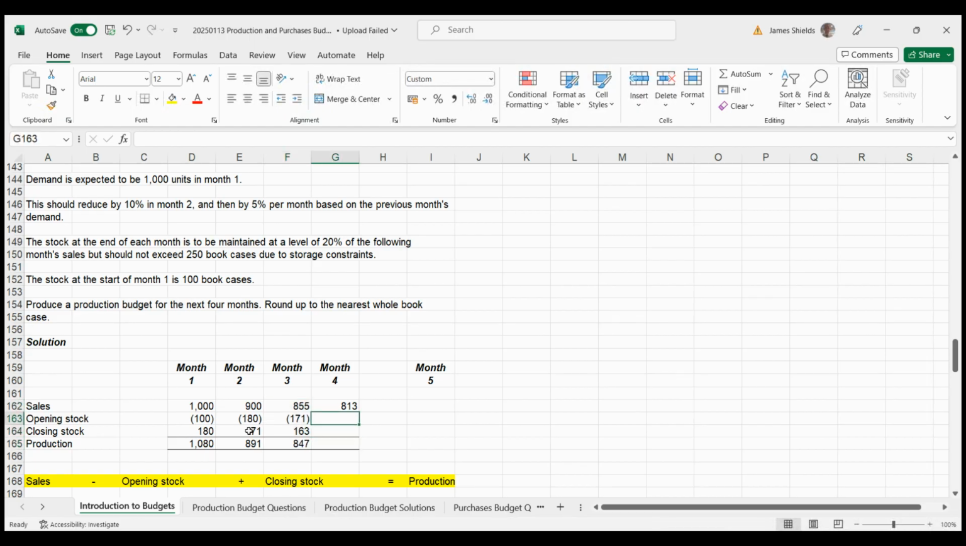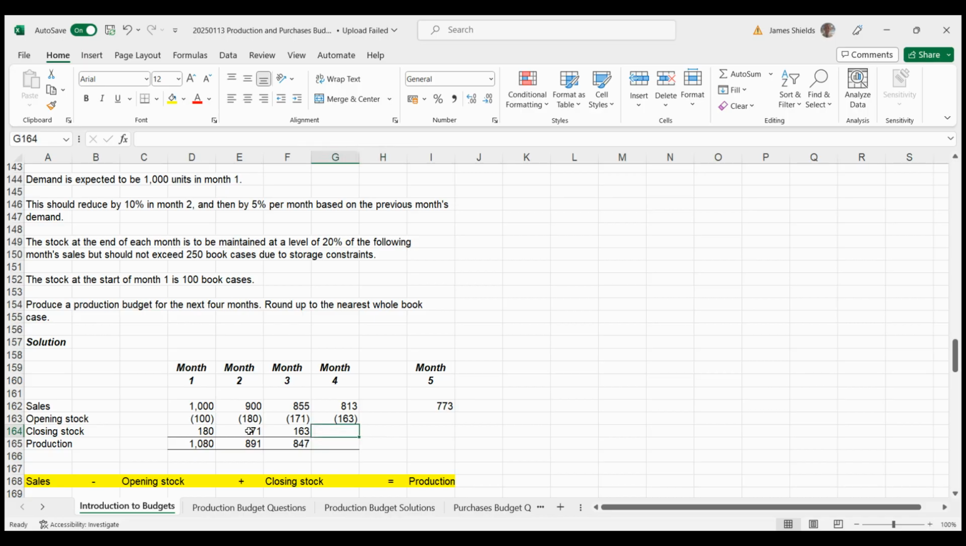The opening stock of month 4 will be the previous month's closing stock. And we want the closing stock now. All right, so to get the closing stock, we need to know month 5's now. So month 5, a little bit on the right. The sales are going to be the previous month's, it's gone down by 5%, times 0.95. It will be 773 units.